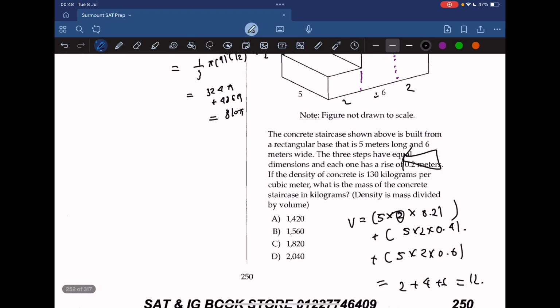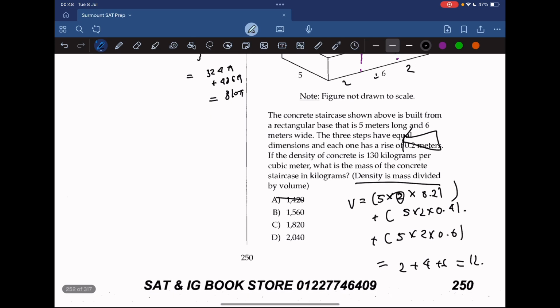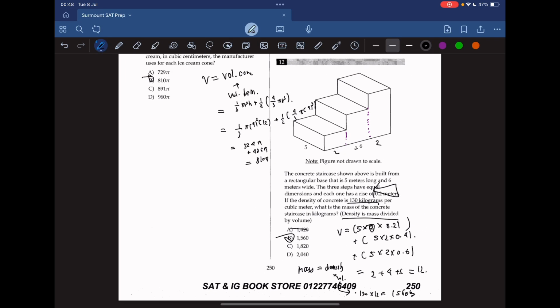And now we have to calculate the mass of the concrete staircase in kilograms. So we're given that density is mass divided by volume. We know the density, and now we need to find the mass. So the mass is density times volume, right? And we know that the density is 130 kilograms per cubic meter. So it's 130 times 12, which will give us 1560 kilograms. So the answer to this question is B.